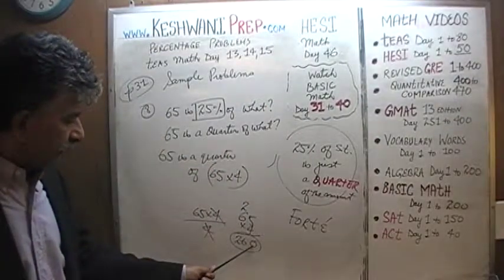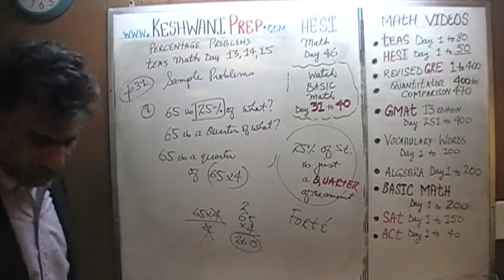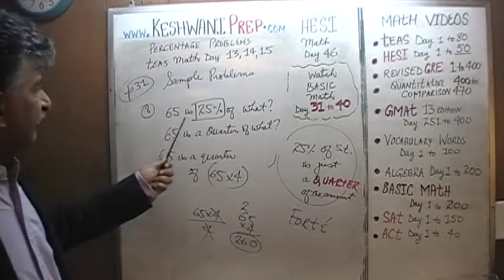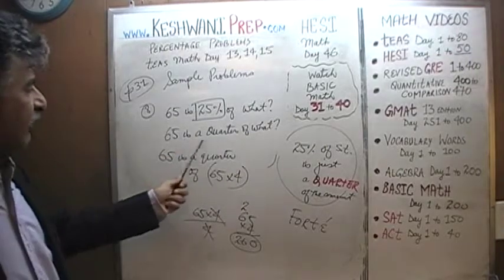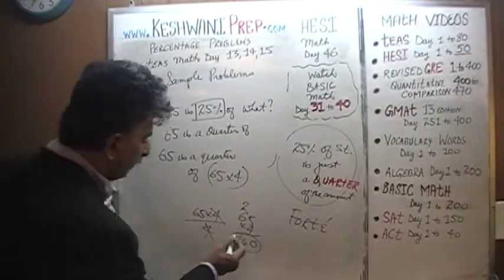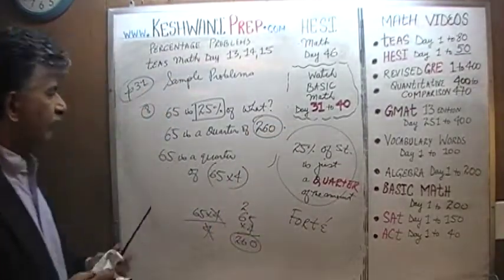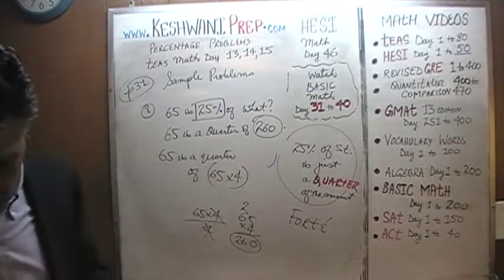5 fours are 20, 0, carry 2, 6 fours are 24, plus 2 is 26. There is your answer. The question was, 65 is 25% of what? 65 is a quarter of what? The answer is, 65 is a quarter of 260. Let's do the next one, shall we?